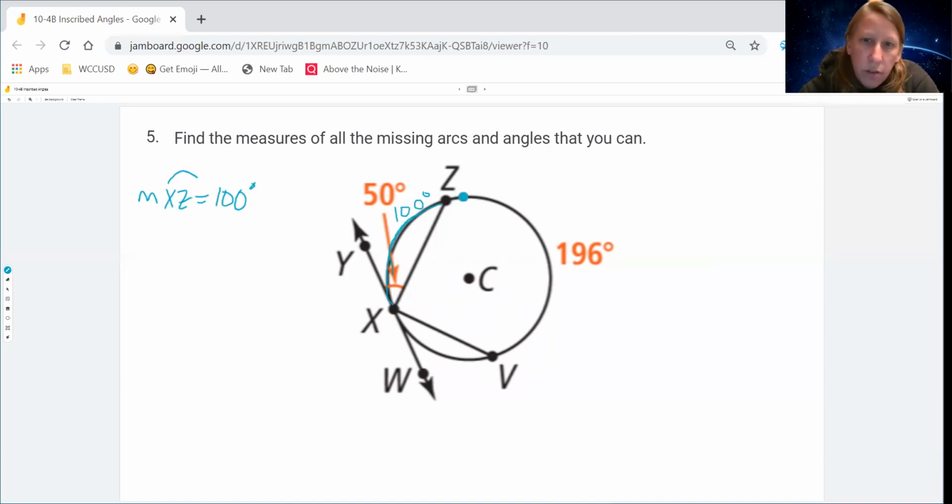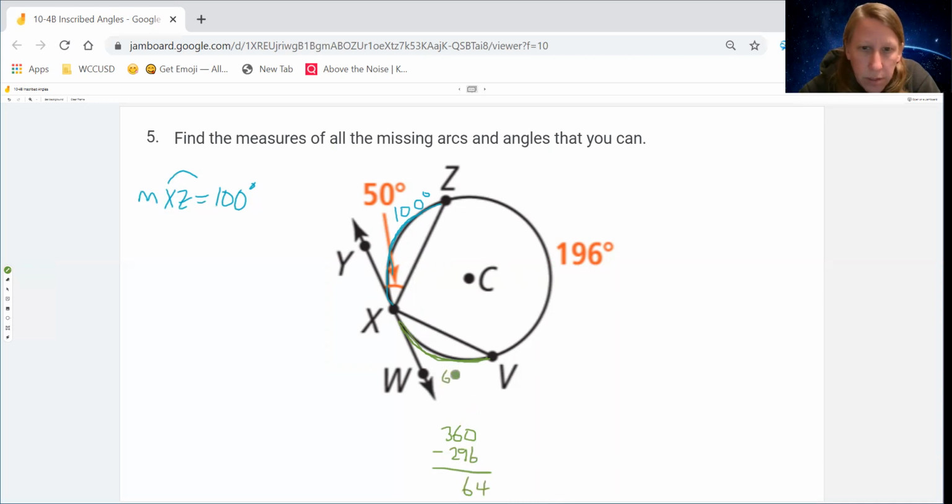Well, my brain's out here, 100. I see 196. Can I figure out this part out? No. Let's change colors. Let's use green. How am I going to find out the measure of that green arc? Well, 100 and 196 is 296, and I have to get all the way to 360. So my math problem is going to be 360 minus 296. 360 minus 296, 64.